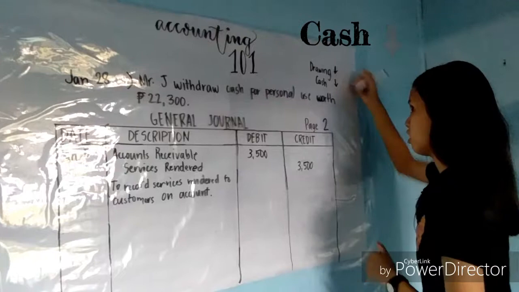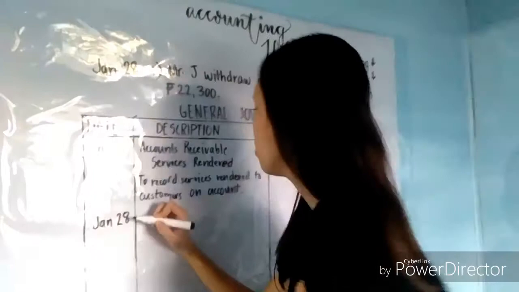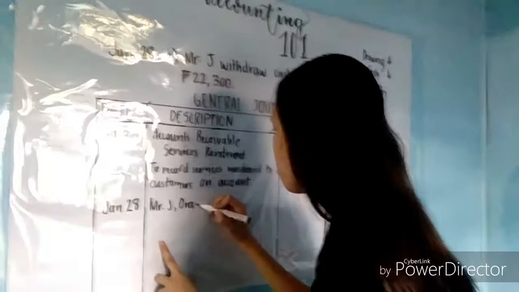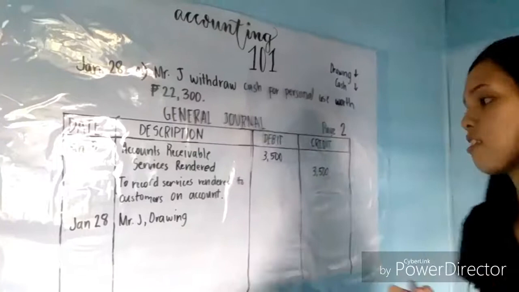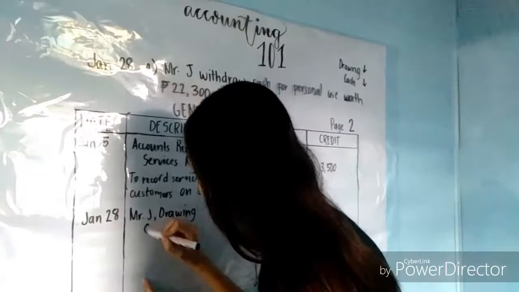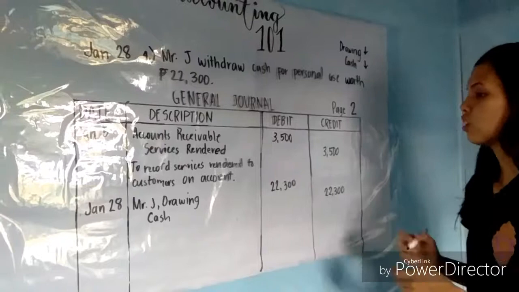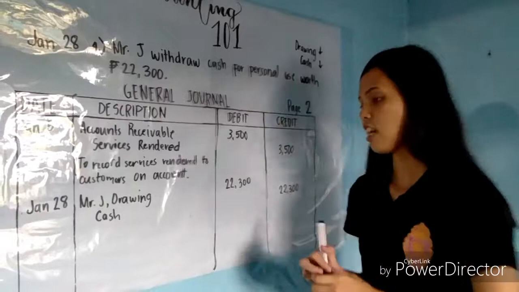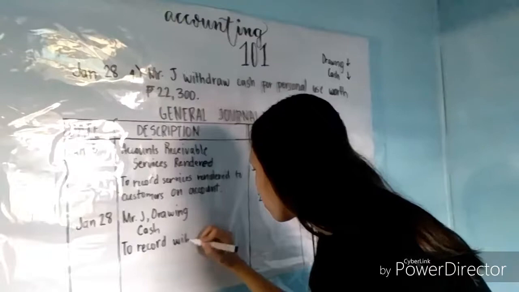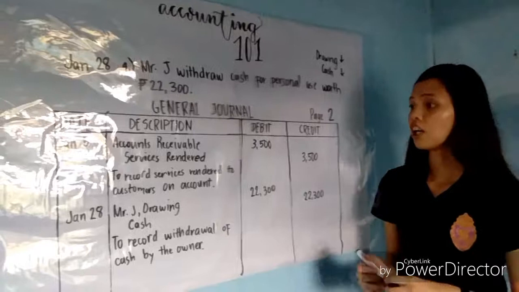So we will now journalize the entry. So we have here January 28. So we have here our debit, drawing, Mr. J drawing. So since you have to remember the rules of debit and credits, the drawing and its normal balance is debit. So we have here 22,300. While in the credit side, we have cash because of the money taken from the business. So we have your credit, 22,300. It is important to know the rules of debit and credit so that you won't get confused with journalizing the entries. So that's journalizing basic journal entries.